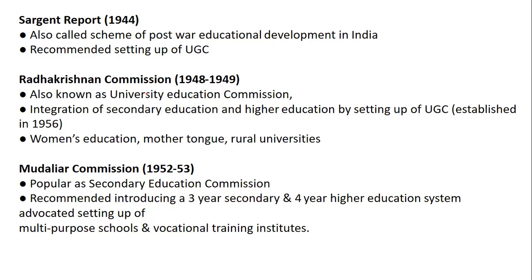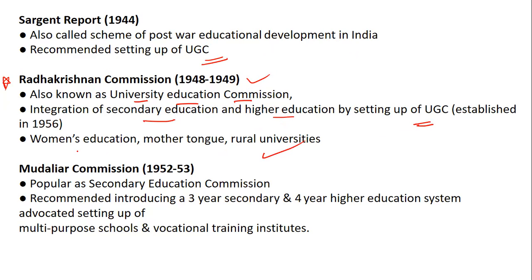Then we had the Sargent Report, that is 1944, also called the Scheme of Post-War Educational Development in India. This report recommended setting up of UGC. Coming up is the Radhakrishnan Commission, that is 1948-1949, which is also called the University Education Commission. Integration of secondary education and higher education was set up by UGC. Women's education, mother tongue, and rural universities were definitely a part of the Radhakrishnan Commission.